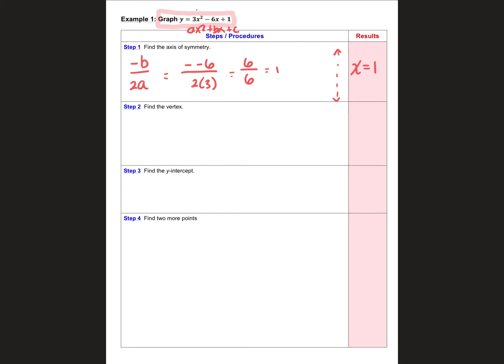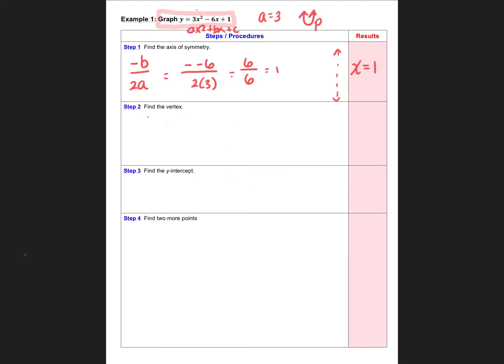So just something that we need to pay attention to is whether this graph is going to open up or down. It doesn't have that in any of these steps, but I think it's really important. So remember that you look at the a value. Since the a is 3, it's positive. This is going to open up. So the graph will look like that when we are done.